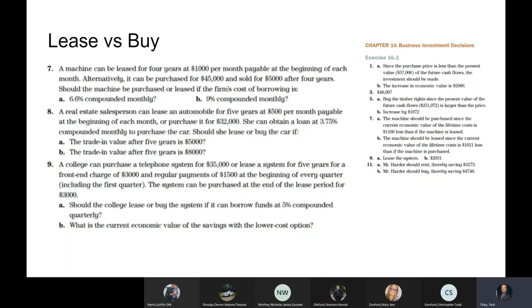But it does say that at the end of the car's life, we're going to sell that car, and we're going to get $5,000 for it at the end of 5 years. So we've got to get the present value of that $5,000 and bring it back to today and subtract that off the $32,000 car.